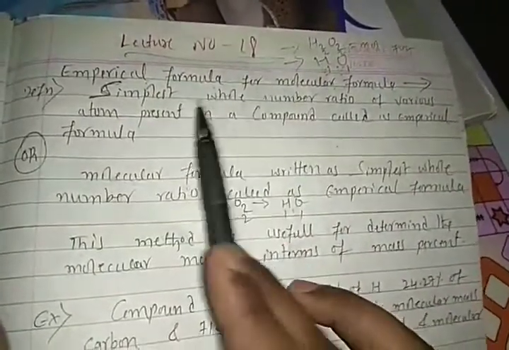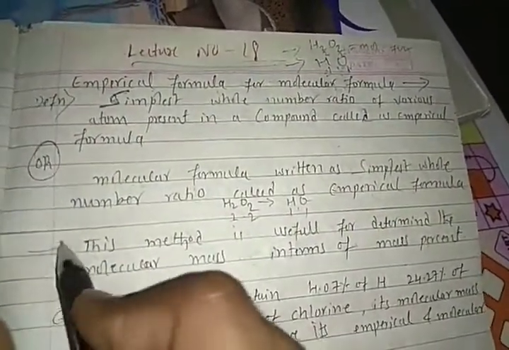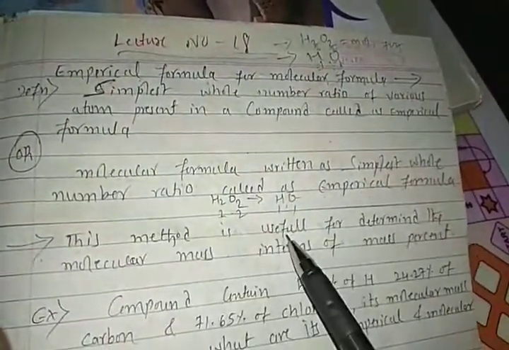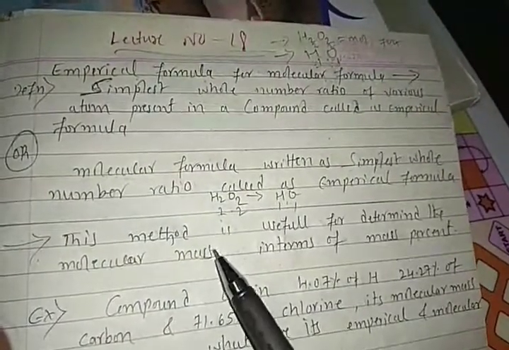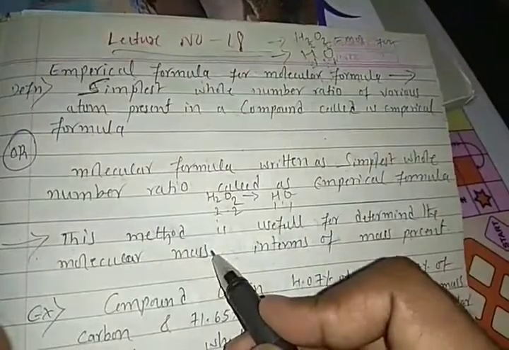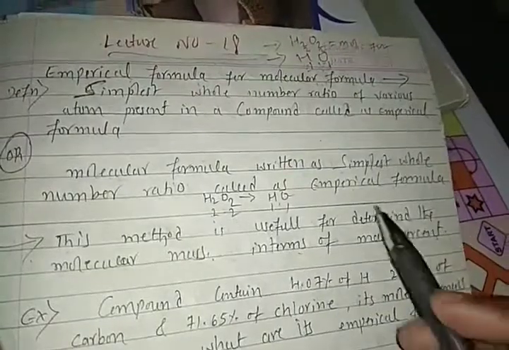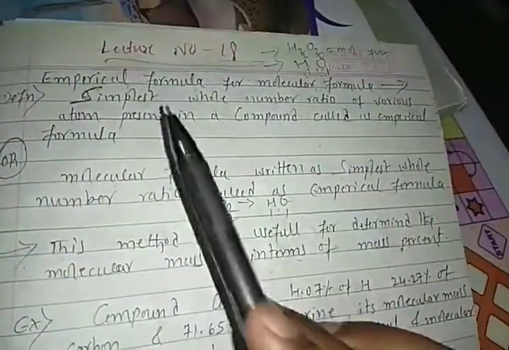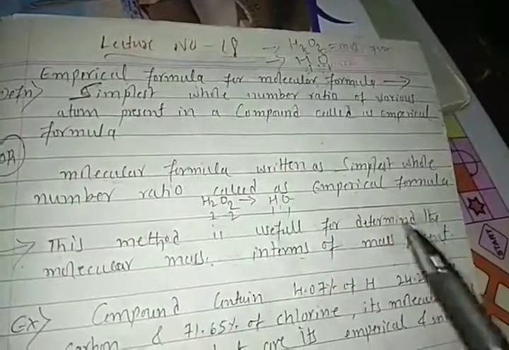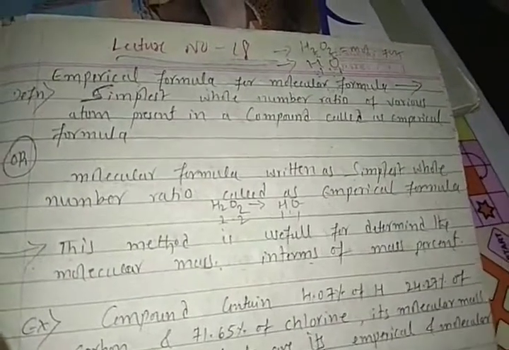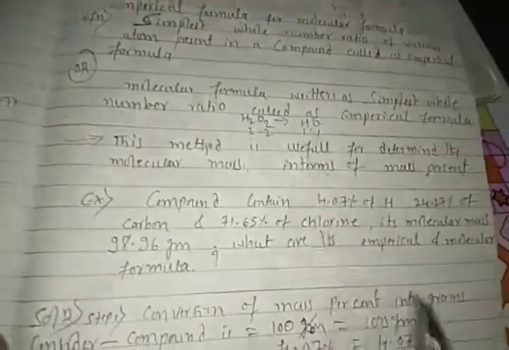So this method is useful. Why do we need this method? Why do we apply the empirical formula method? The reason is here, students. This method is useful to determine the molecular mass in terms of mass percent. So why do we study the empirical formula? Because with the help of the empirical formula, we can determine the molecular mass of the element in terms of mass percentage. Students, how? Let's see one example.